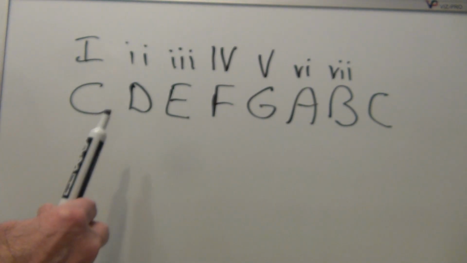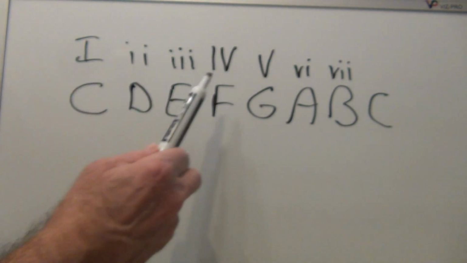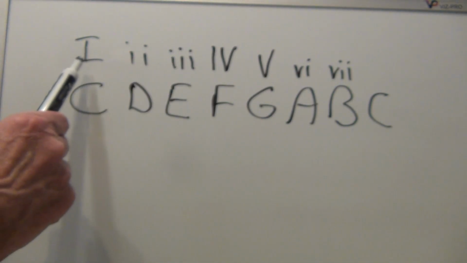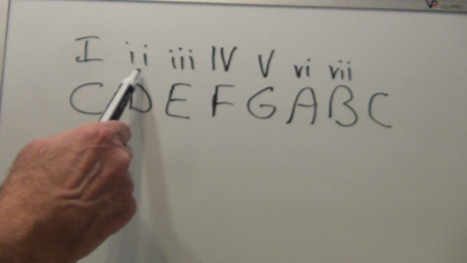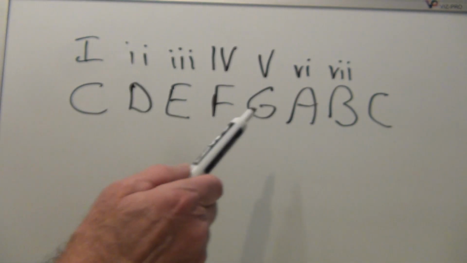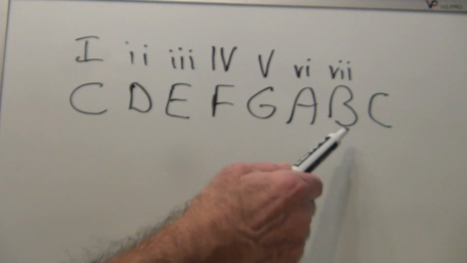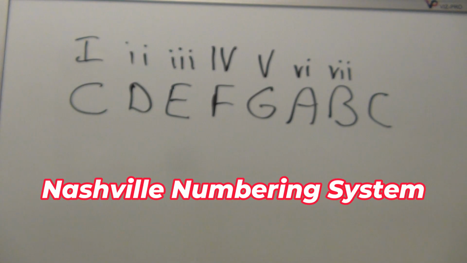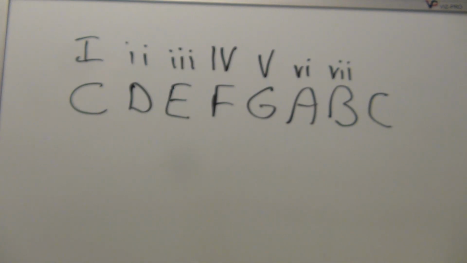So in the key of C, our 1, 4, and 5 chords are going to be major chords, and you notice those are uppercase. Lowercase are going to be the 3 minor chords in the key of C: D minor, E minor, and A minor. The B diminished is the 7 chord. It's not used very much, and we're not going to really discuss it at this point. This numbering system is called the Nashville Numbering System, which we have already discussed in other videos. And this is going to really be the key to how we transpose.